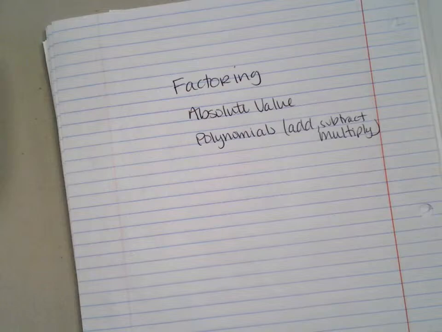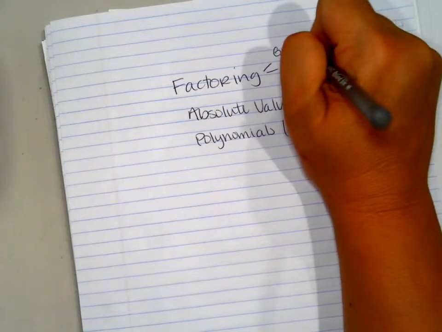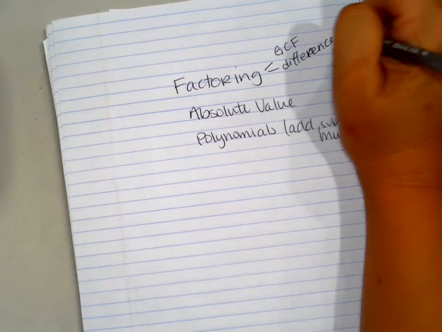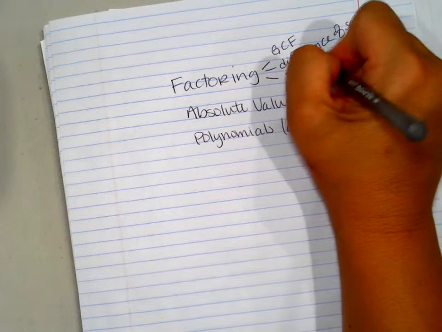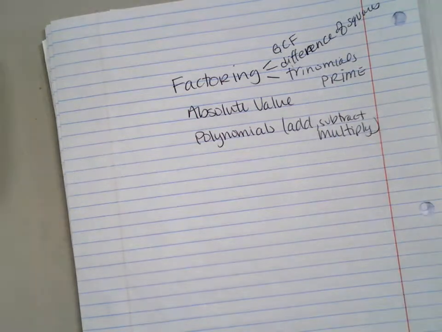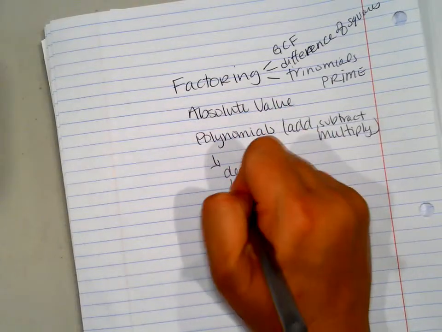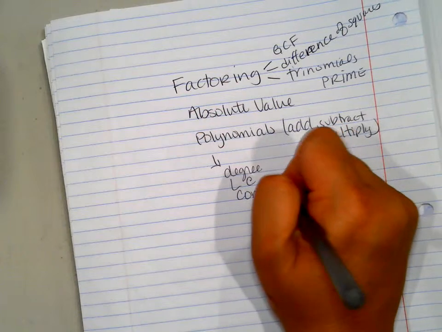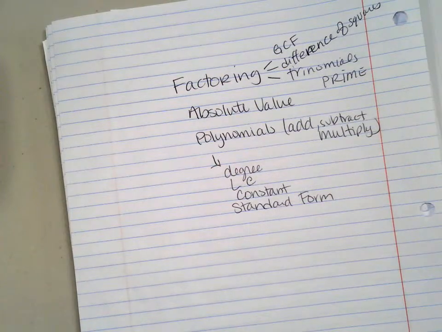We have, let's see, for factoring, you've got GCF, difference of squares. If I could spell, that'd be great. Difference of squares. Have trinomials. And then you have ones that are prime. Okay, and I think that's all. Should be pretty easy. Oh, with polynomials, you guys need to do degrees, leading coefficient, constant, standard form. Okay, so that's what's on your test tomorrow.